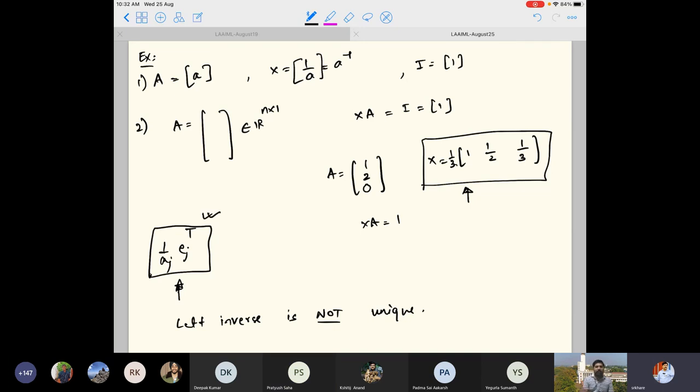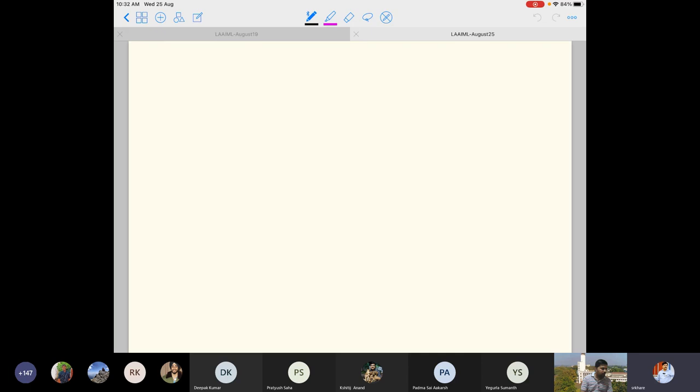So this being a very nice formula, at least one entry of A will be non-zero. You pick that entry, the first non-zero entry that you encounter, and you write down 1 upon Aj into ej transpose. Right? One more example will be.